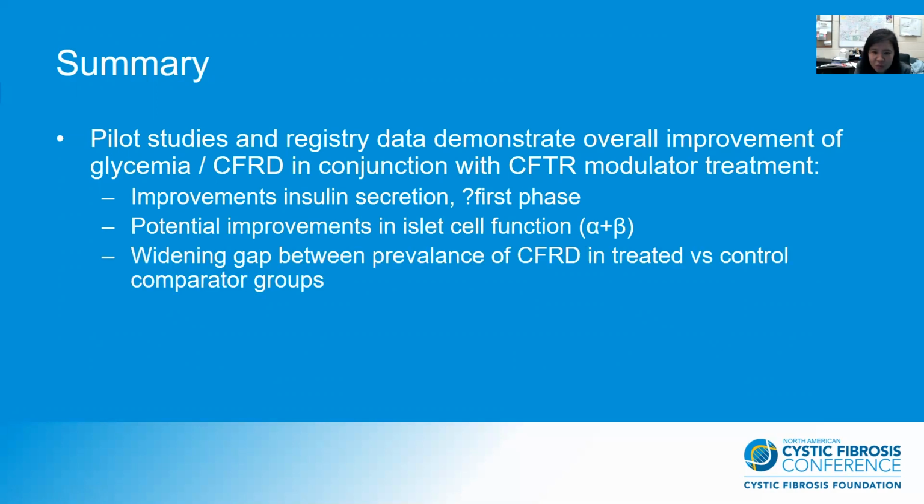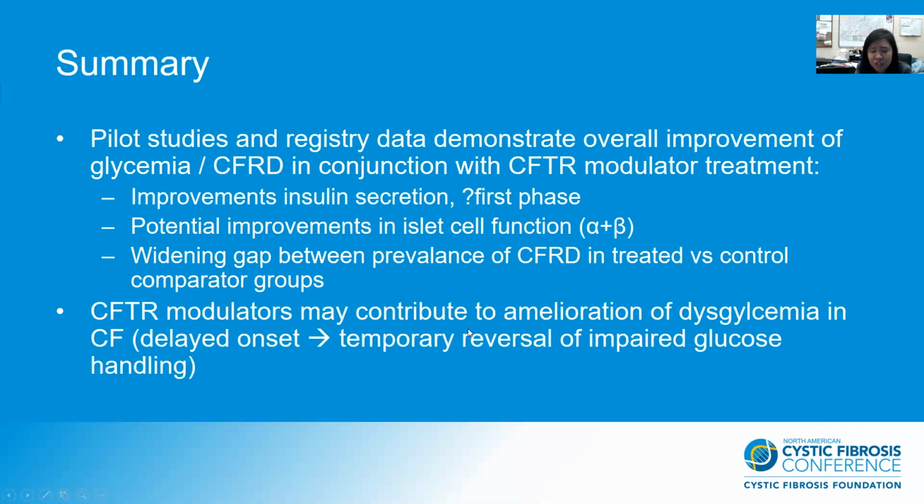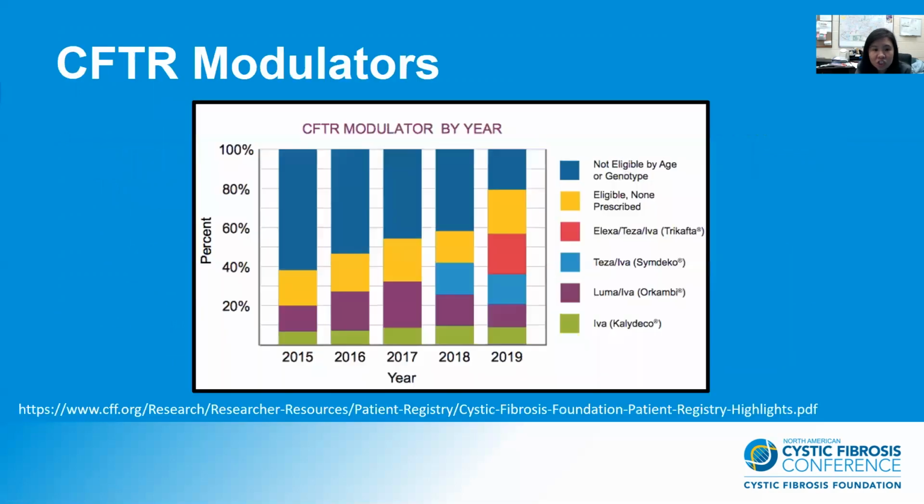There's a widening gap between the prevalence of CFRD in treated versus control comparator groups, and CFTR modulators could potentially contribute to amelioration of dysglycemia in CF, whether that be delayed onset of CFRD or some temporary reversal of impaired glucose handling or temporary decrease in insulin requirements. And all that with the caveat of this figure continuing to drastically change over the next few years as hopefully more patients are able to be initiated on CFTR modulator therapy, and hopefully as new agents continue to come out.